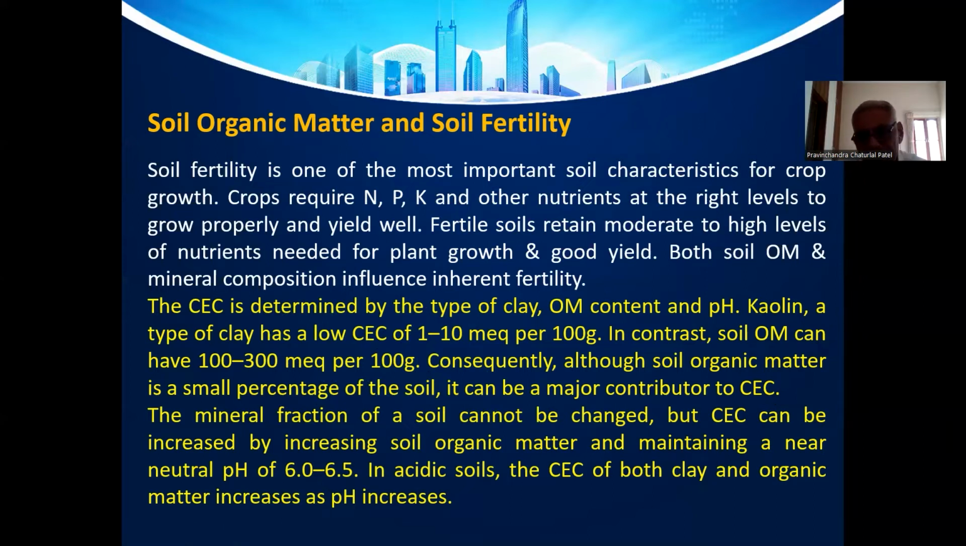And therefore, farmers apply farmyard manure in soil to increase the organic matter content in soil. The mineral fraction of the soil cannot be changed, but cation exchange capacity can be increased by increasing soil organic matter and maintaining a near neutral pH of 6 to 6.5. In acidic soil, the cation exchange capacity of both clay and organic matter increases as pH increases.